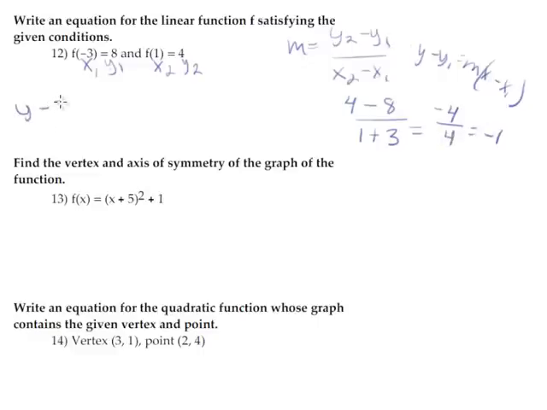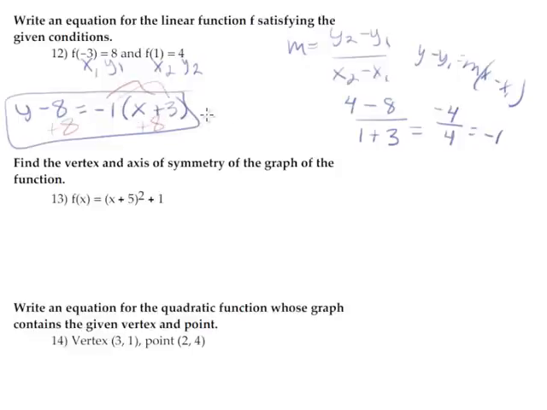So we pick either point. So y minus 8 equals negative 1 times x plus 3. Or you could use the other point. Also, you could solve by distributing and then adding 8. But make sure you distribute first. And you should get y equals negative x plus 5. In case it's multiple choice, never know, it'd be a good idea to do that.